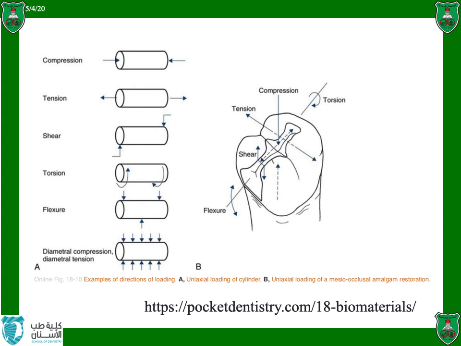So again, if we compare the mechanical properties of dentine and dental amalgam, you can see that the compressive strength of dental amalgam is higher than that of dentine. However, the tensile strength is a little bit lower than dentine, or maybe equal to the dentine. And the elastic modulus, you can see how much higher the amalgam is than dentine.